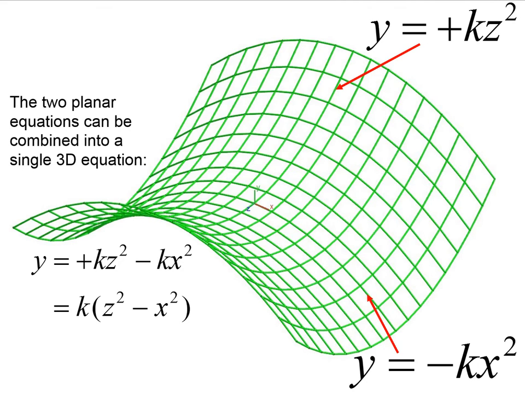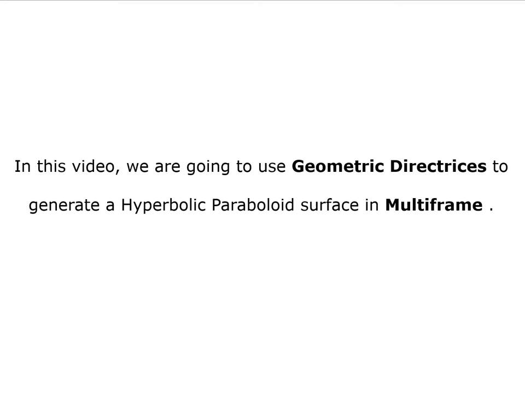Then we had a subsequent video in which we generated a grillage in multiframe to establish the x and z coordinates of all the joints, and then numerically processed a 3D formula in Excel to establish the y coordinates. So this was that formula which we used in Excel. In this video, we are going to use geometric directrices to generate a hyperbolic paraboloid surface in multiframe.